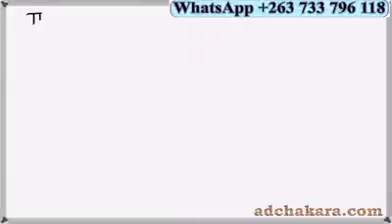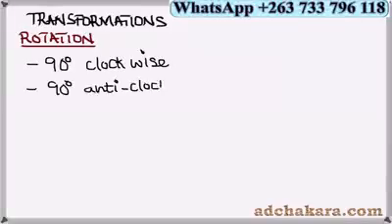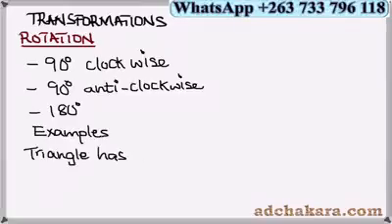In this lesson, we are going to look at transformations. So we are going to focus on rotation. Under the ZIMSEC syllabus, we have three types of rotation transformation: 90 degrees clockwise, 90 degrees anti-clockwise, and 180 degrees. So let's dive into an example.